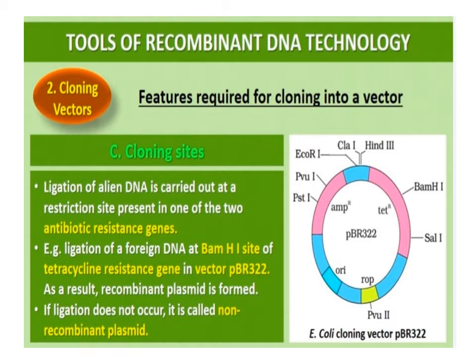The ligation of alien DNA is carried out at the restriction site present in one of the two antibiotic resistance genes. For example, if a foreign DNA is ligated at the BamHI site of the tetracycline resistance gene in the vector pBR322, the recombinant plasmid will lose tetracycline resistance. If ligation does not occur, it is called a non-recombinant plasmid.